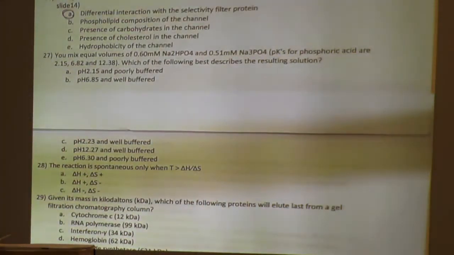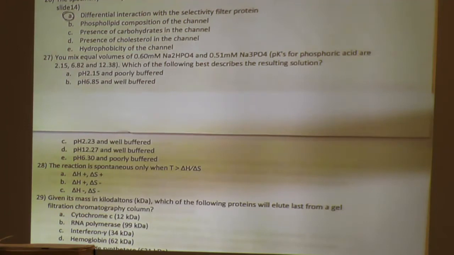You mix equal volumes of 60 millimolar Na2HPO4 and 0.51 millimolar Na3PO4. Which of the following best describes the resulting solution? It'll be D. The pH will be 12.27 and it'll be well buffered. I don't really do math for these, but I can try.